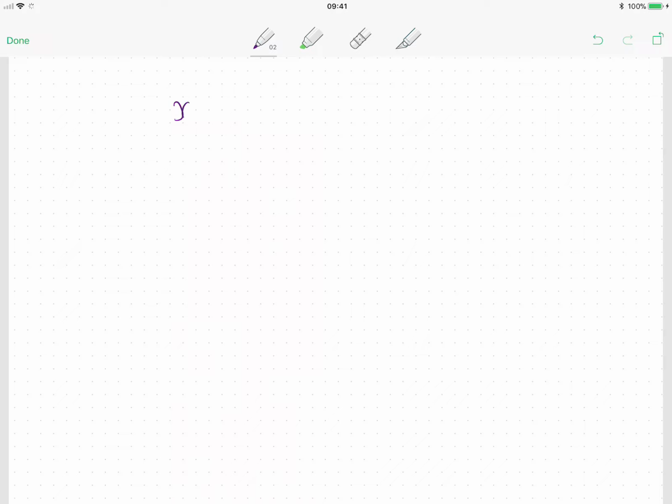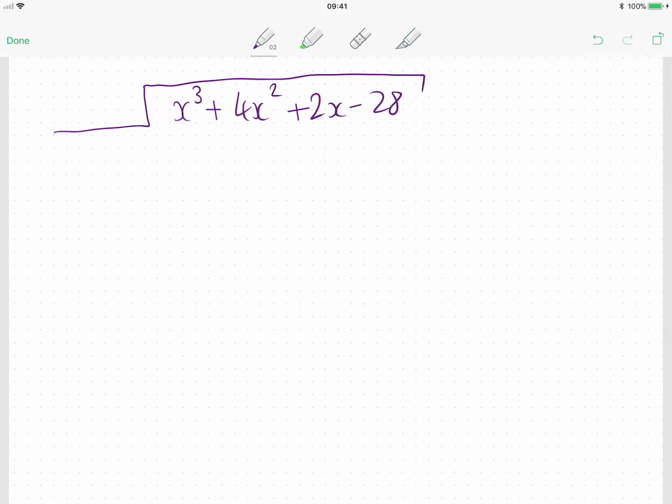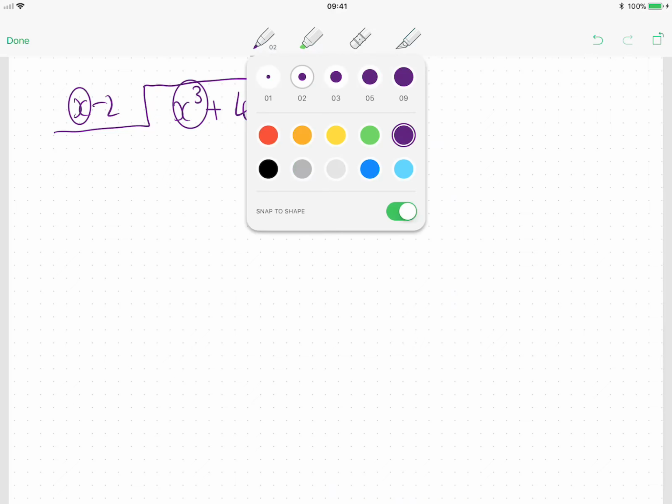So we have this function all divided by x take away 2. So let's remind ourselves of long division. Step 1, what do we times this by to get this? So these are the first terms. Well, we need to times by x squared. So on the top we're going to write x squared. Okay, next thing to do, we're going to multiply this x squared by all of this. So let's do it.